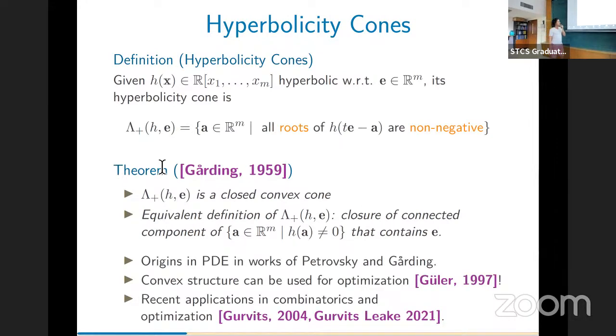Okay. And now, what are the origins of these polynomials? The origins come from partial differential equations, in some works of Petrovsky and Gårding. And this convex structure that we have here can be used for optimization, and it was done in 1997 by Osman Güler, and then it had recent applications in combinatorics and optimization. If you know these Gurvits papers, and Gurvits and Lee in 2021, they connect this to things like bounds and so on and so forth. So this has recent applications in TCS.